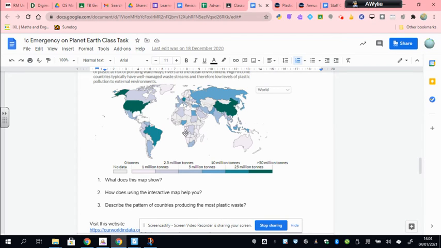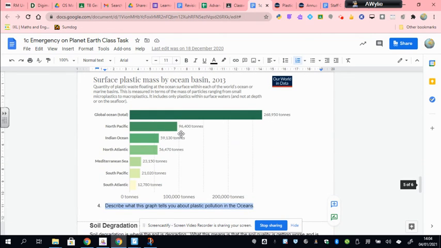So the amount of plastic floating in our oceans is partly to do with the countries that surround those oceans and how much plastic they are producing. Okay. Now, there's no question that asks you about that. It's just a simple describe what the graph shows.